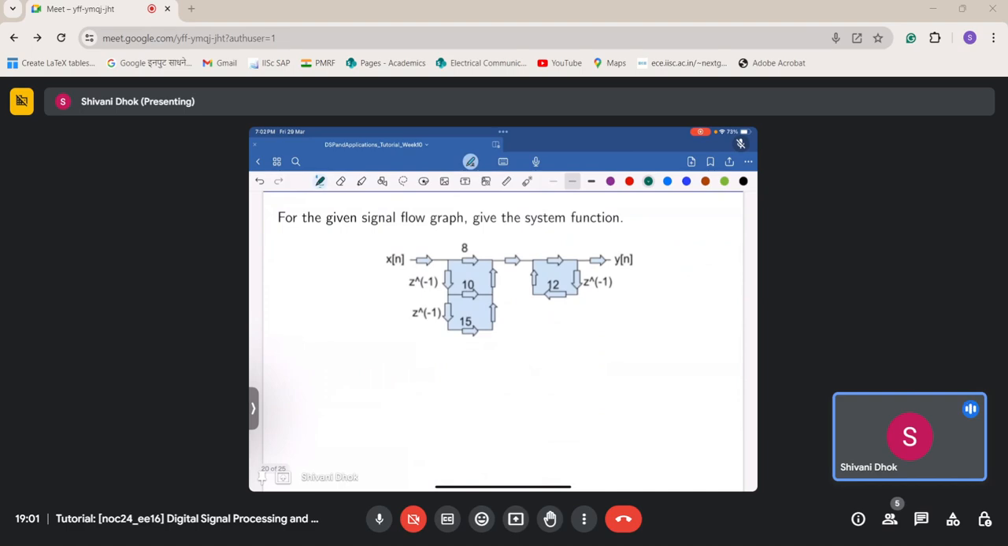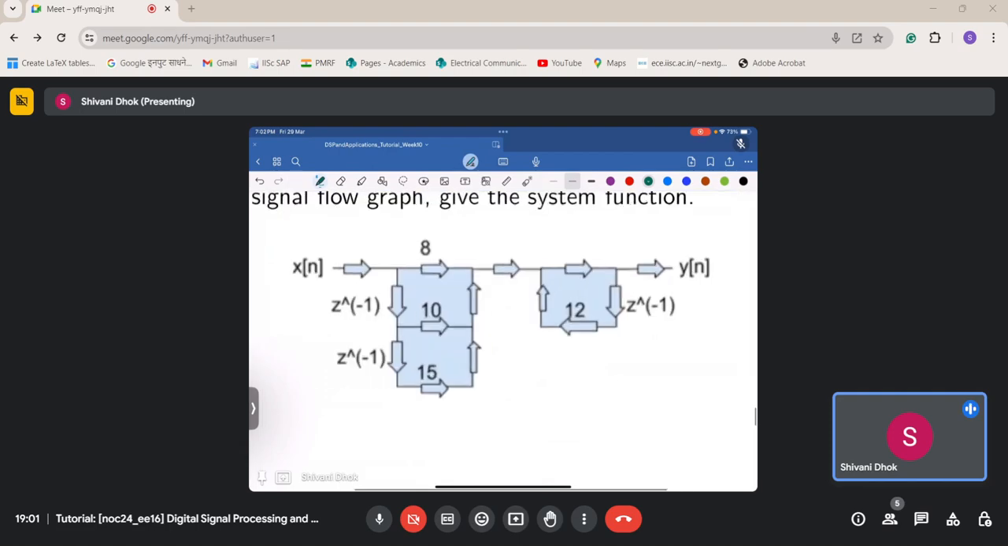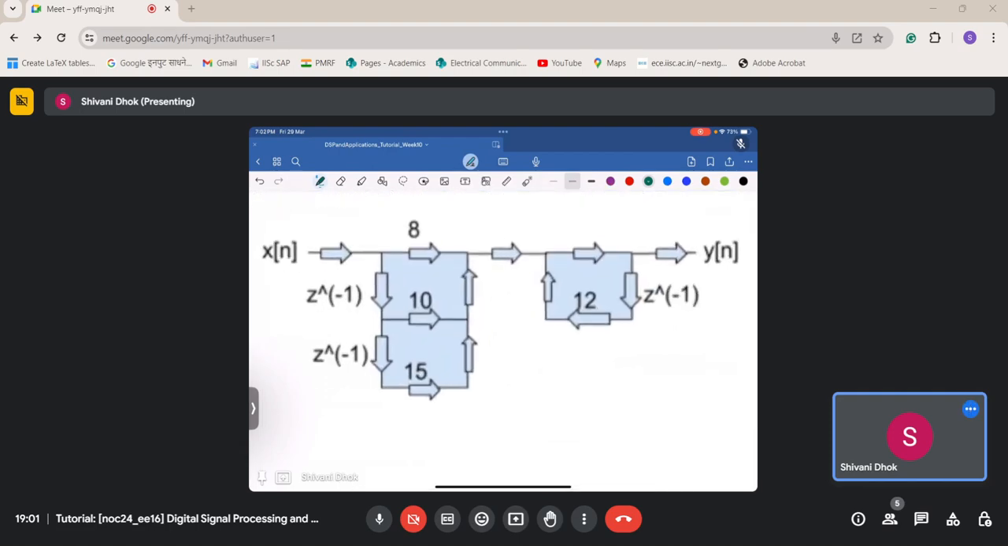So this is the next question here. It says that for the given signal flow graph, give the system function. So this is the signal flow graph given to you. When you have two incoming branches, you will have an adder there, and otherwise you will just pass on whatever information you are receiving to that particular node. Now you need to find out the signal transfer function. Okay, so let's start.